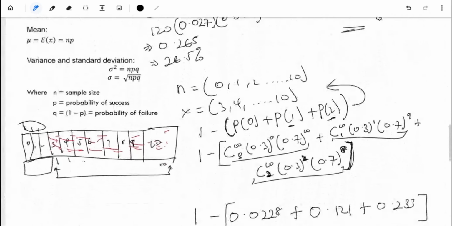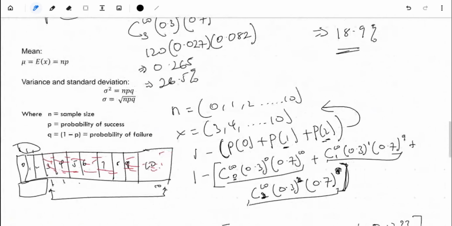So let's look at our mean, how to find the mean, then the variance. To find the mean in a binomial distribution, we just multiply our sample size by our probability of success, right? So that's how you can find the mean. And to find the variance, you multiply your mean, your number of samples by the probability of success, and then multiply it by the probability of failure. Then you get your variance. And for your standard deviation, just take the root of the variance.